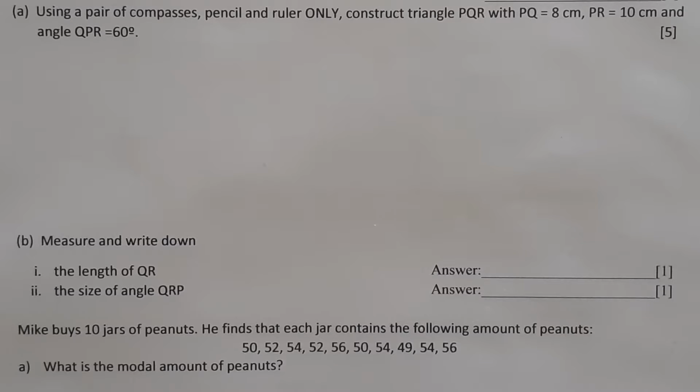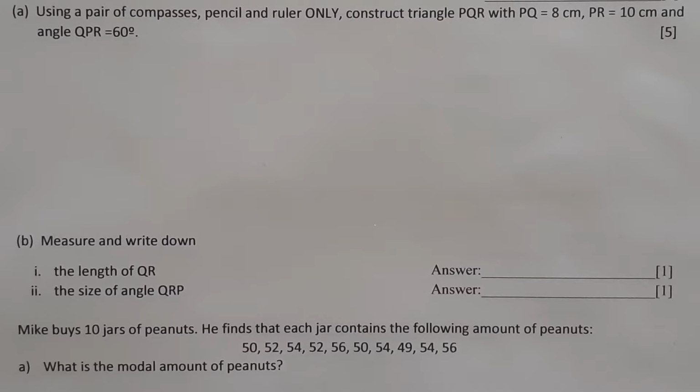We'll be looking at constructing a triangle given two sides and one angle. The question states, using a pair of compasses, pencil and ruler only, construct triangle PQR with PQ equal 8 centimeters, PR equals 10 centimeters, and angle QPR equals 60 degrees. Part B, state, measure and write down, Part 1, the length of QR.